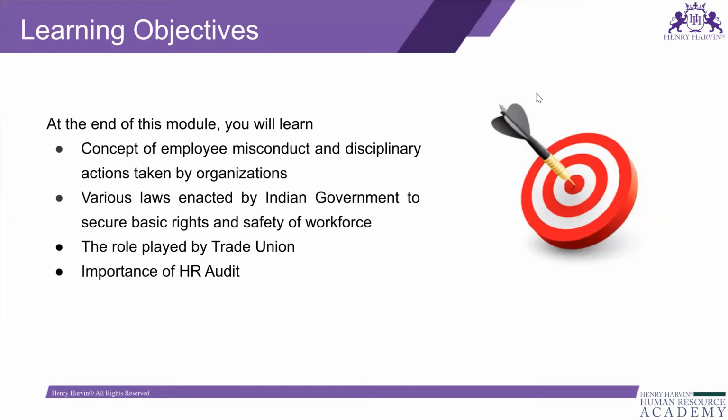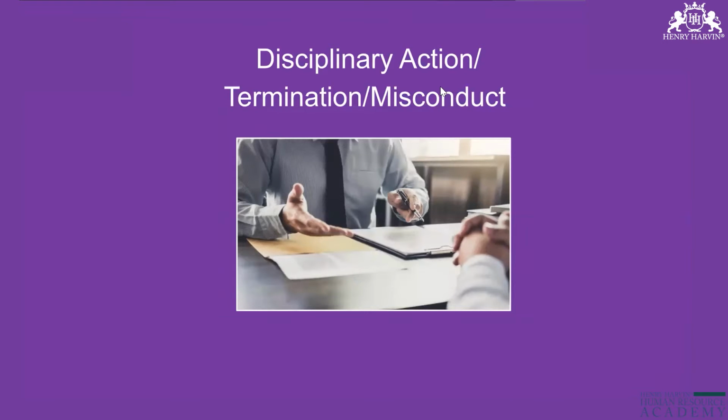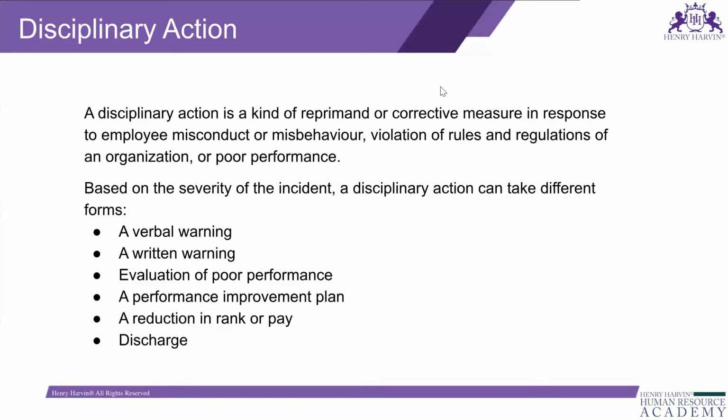The first topic is disciplinary action, termination, misconduct. What is disciplinary action? Disciplinary action is a kind of reprimand or corrective measure in response to employee misconduct or misbehavior, violation of rules and regulations of an organization, or poor performance. Based on the severity of the incident, a disciplinary action can take different forms: a verbal warning, written warning, evaluation of poor performance, a performance improvement plan, a reduction in rank or pay, or discharge.